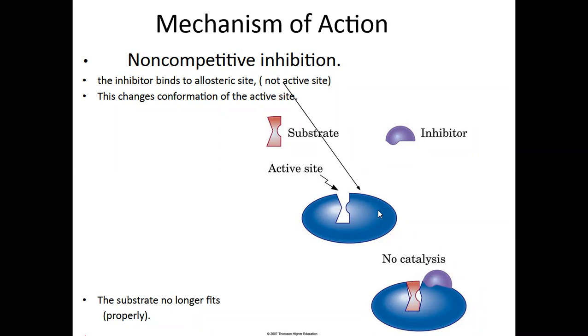By this inhibitor, the enzyme changes its own active sites. The inhibitor changed the active site, so the substrate cannot attach to the enzyme. So the ES complex cannot be formed in this non-competitive inhibition. The non-competitive inhibition sites are called allosteric sites. Allosteric sites means non-active sites.